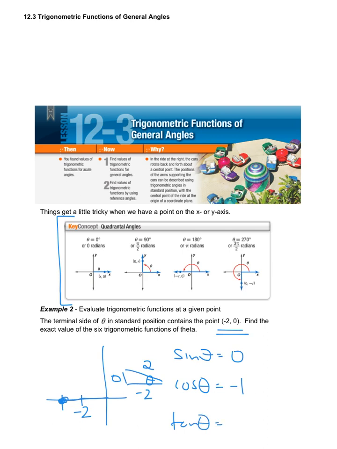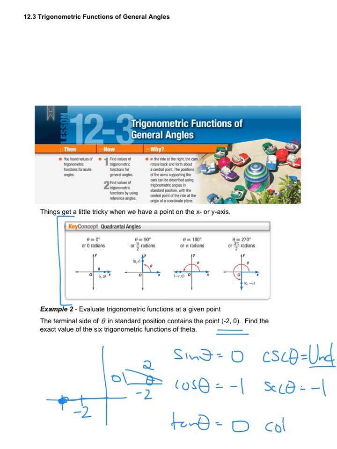Tangent of theta based on this position, rather, is opposite over adjacent, 0 over -2, which is 0. And then we do the same thing with our reciprocal functions. The reciprocal of 0 is undefined. The reciprocal of -1 is -1. Keep in mind it's reciprocal, not opposite.